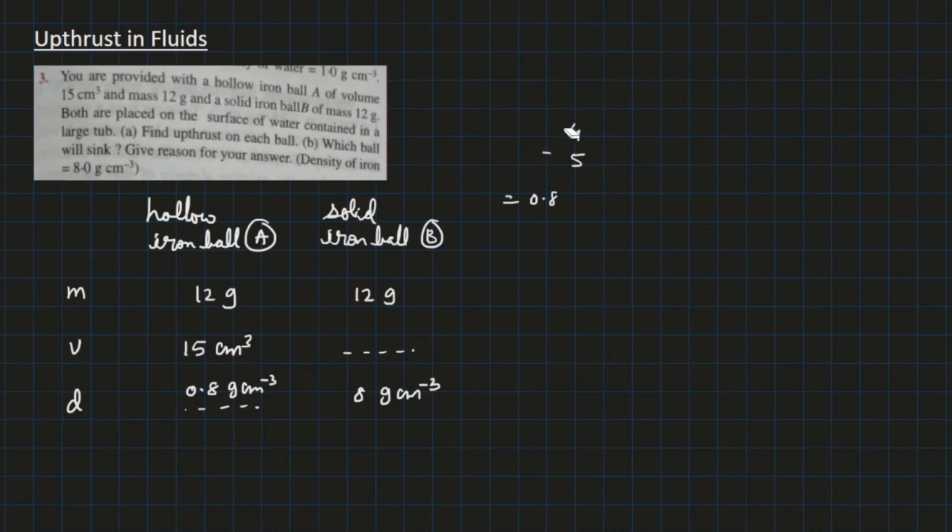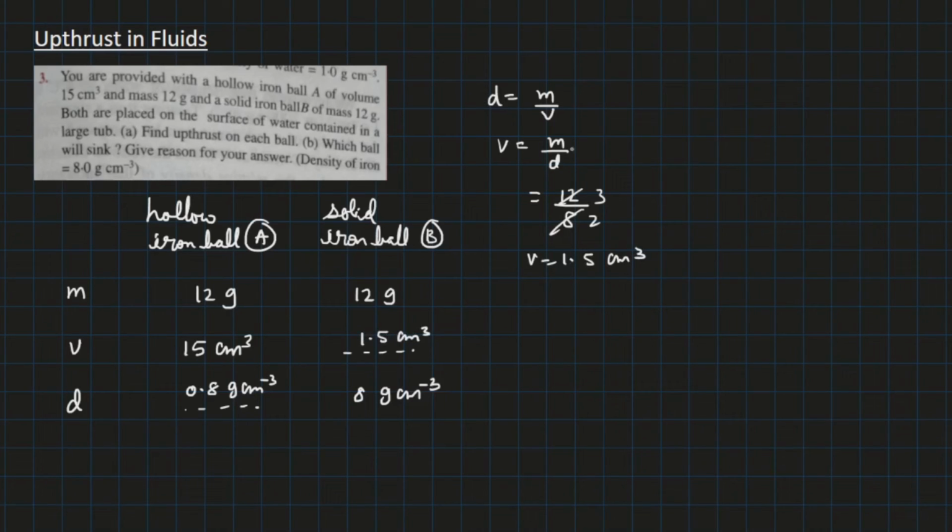The second thing that they have asked is the volume of the solid iron ball. Here again, density is mass upon volume, so volume is mass upon density. Mass is 12 and density is 8. So 4 twos are 8, 4 threes are 12, that will be 1.5 centimeter cube. So this is 1.5 centimeter cube.